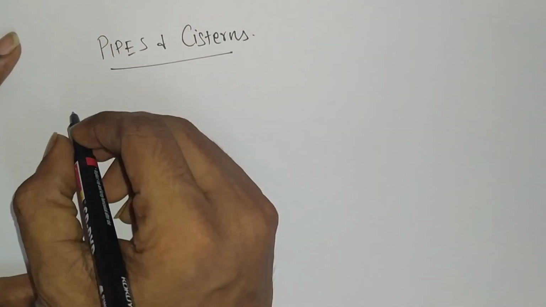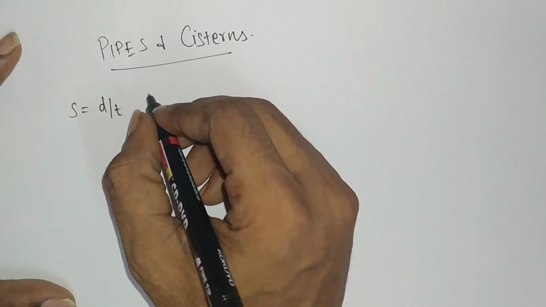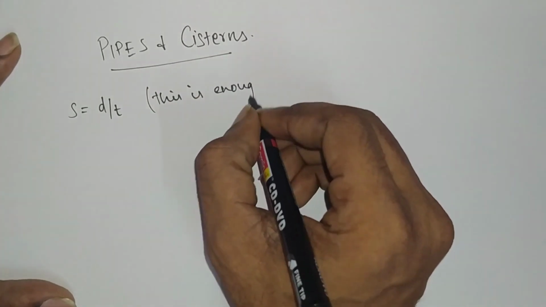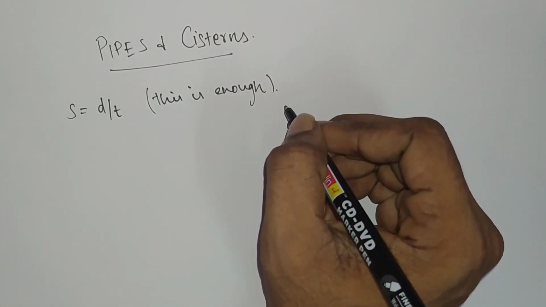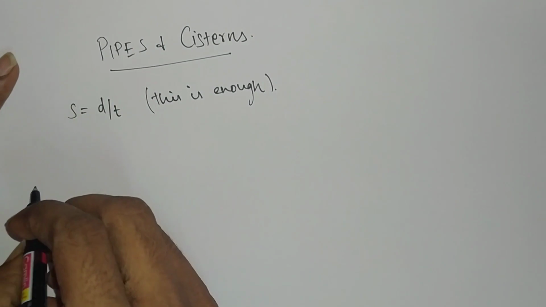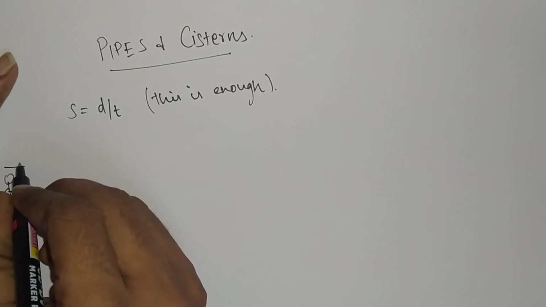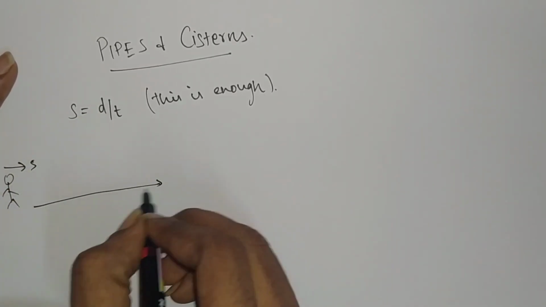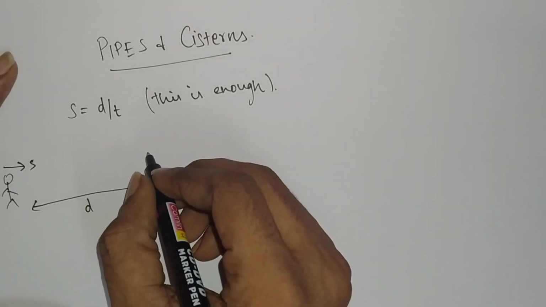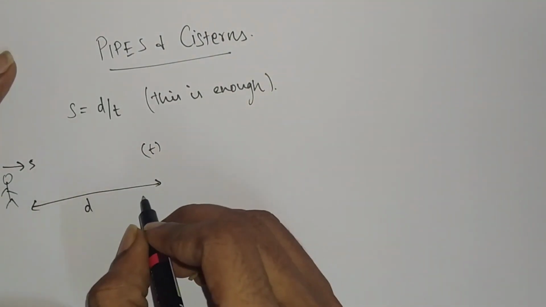As already said, we are going to use the same logic, speed equals distance by time, for pipes and cisterns. Let's move on and look at how to apply the logic here. In normal speed related problems, speed, distance and time will be very evident. Here in pipes and cisterns, we have to look for the corresponding elements.